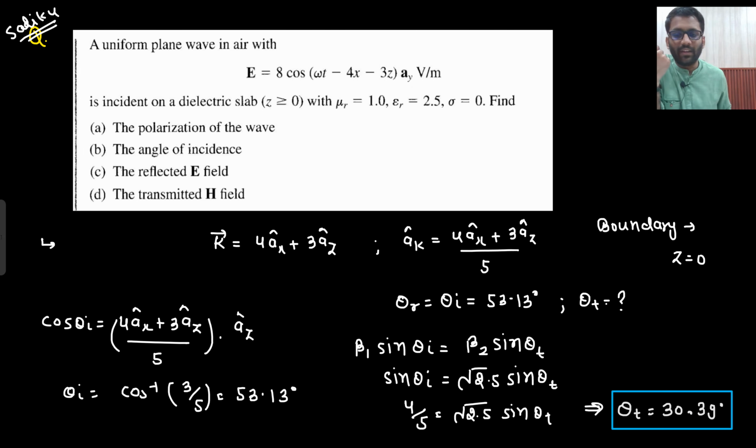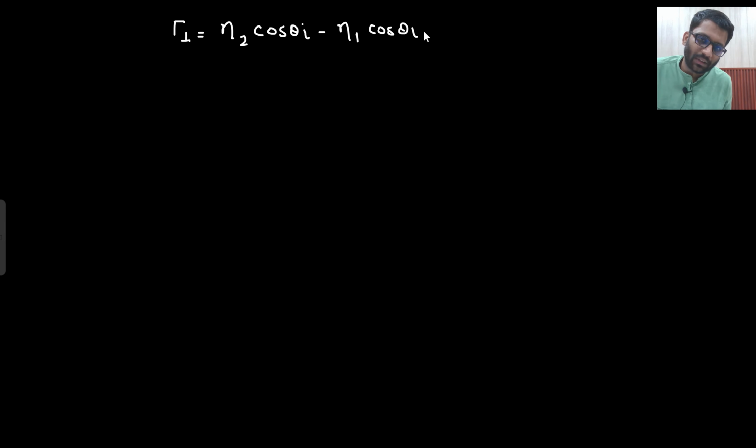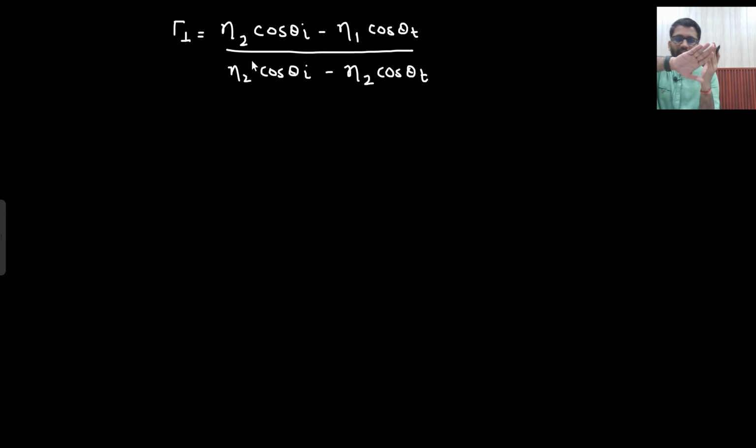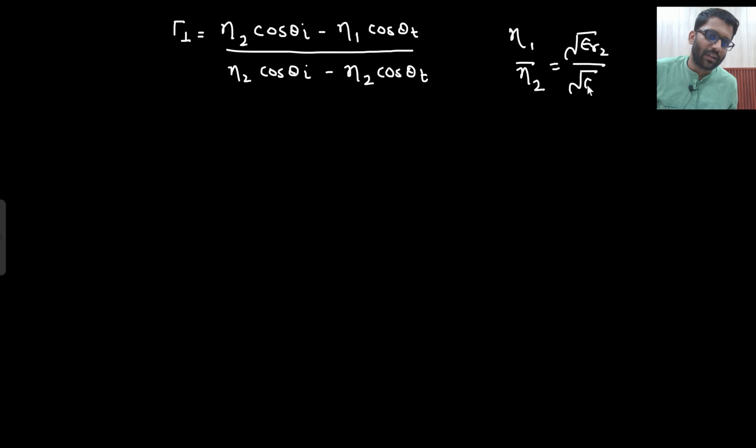Now we need to find the reflected E field. So for that, what do we need to do? We need to find the reflection coefficient. But this is your perpendicular polarization. So perpendicular, the two are cutting, eta of this, theta of this. So eta 2 cos theta I minus eta 1 cos theta t divided by eta 2 cos theta I plus eta 1 cos theta t. What can I take? I can take eta 2 outward. Eta 2 and eta 2 will get cancelled. What will be the ratio of eta 1 by eta 2? Eta 1 by eta 2 would be under root epsilon r2 divided by under root epsilon r1.